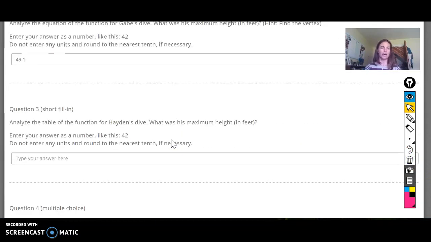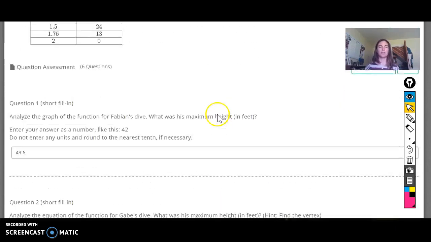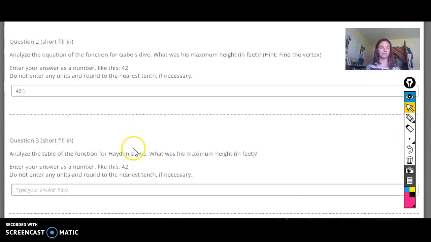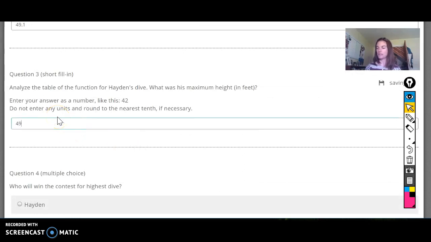Okay, next question. Analyze the table of the function for Hayden's dive. All right, this is probably the easiest one because we don't have anything other than whole numbers to look at here. But what we want to look for is where it goes to a maximum and then it goes back down. So we can see that we're at 48, we go up to 49, and then back down to 48. All we can see here is that it looks like the maximum was at 0.25 and it was 49 feet. So Hayden has the shortest jump, okay? So he is at 49.